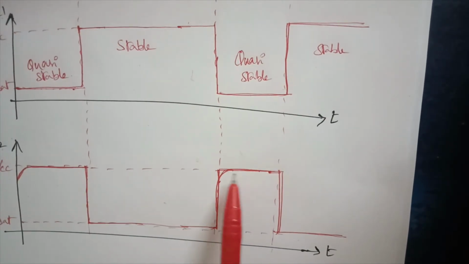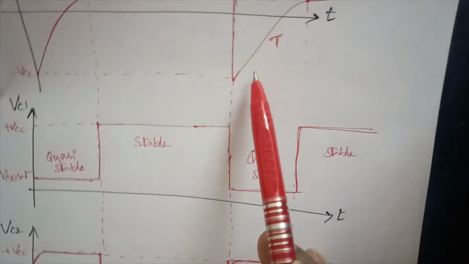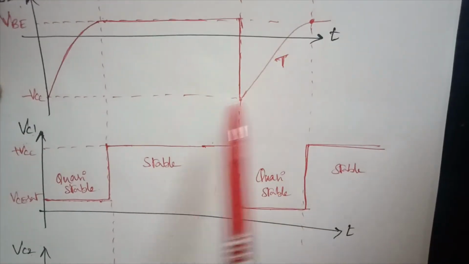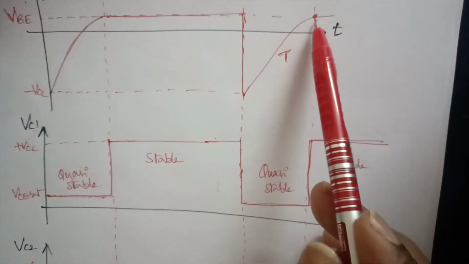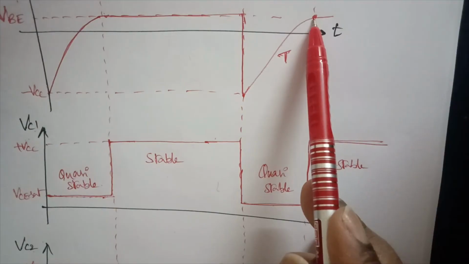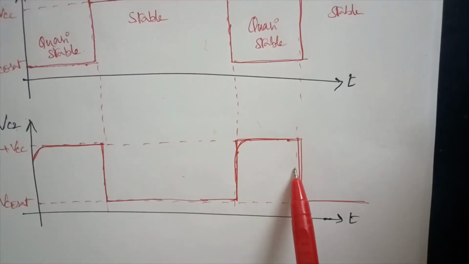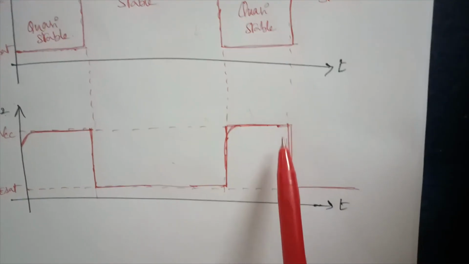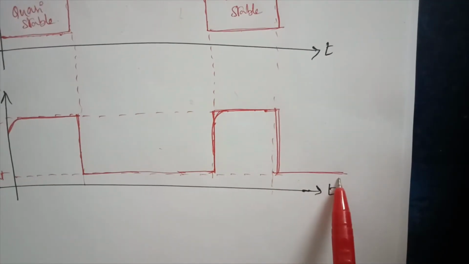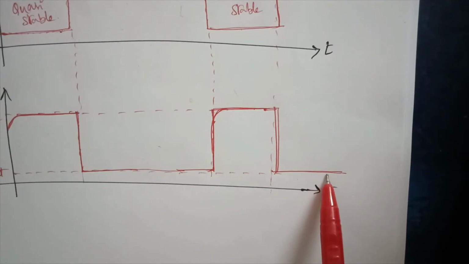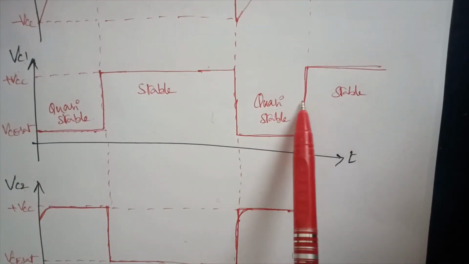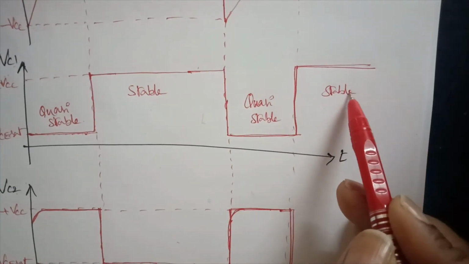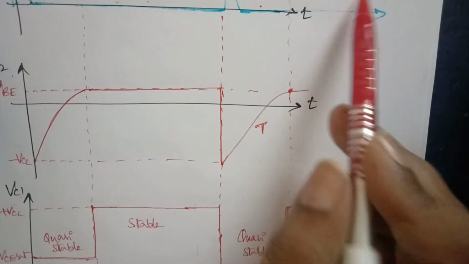Okay, at that time, in the quasi-stable state, what happens is, through the RC network, the base of the transistor Q2 exponentially charges from minus VCC to VBE. Then Q2 is turned on, therefore it moves on to VCE. At that time Q1 will be off, so that is the stable state. Again it moves on to the quasi-stable state only when we are applying the trigger pulse.